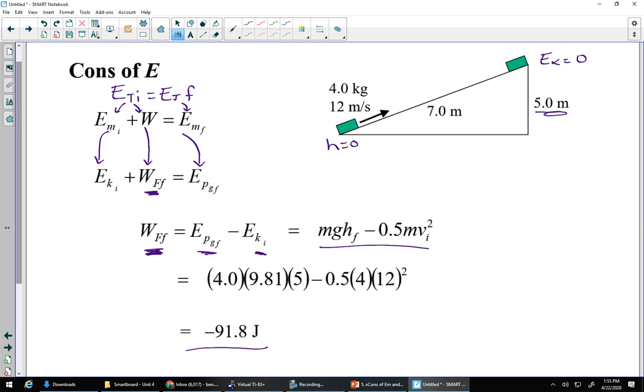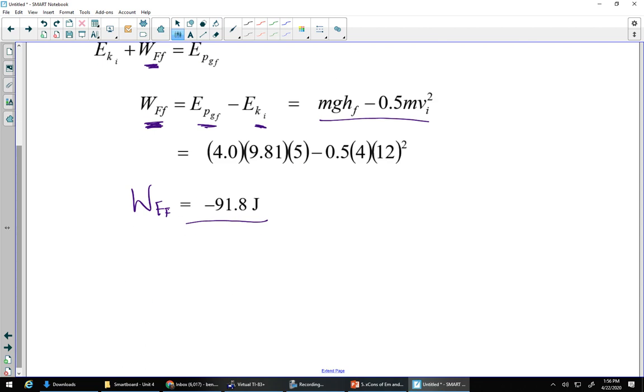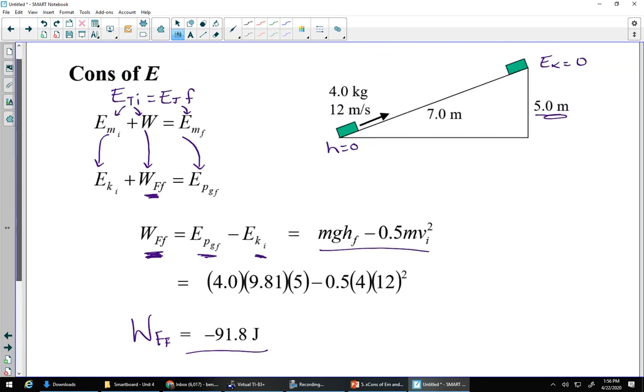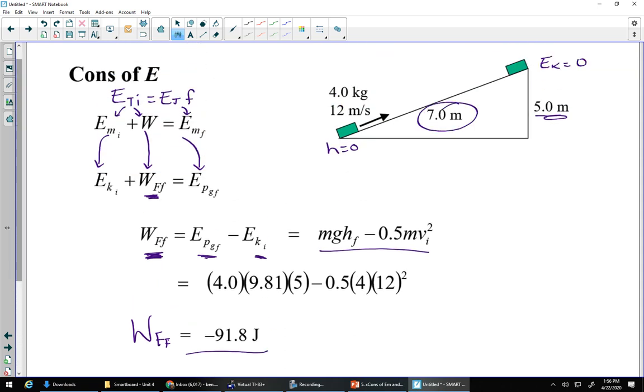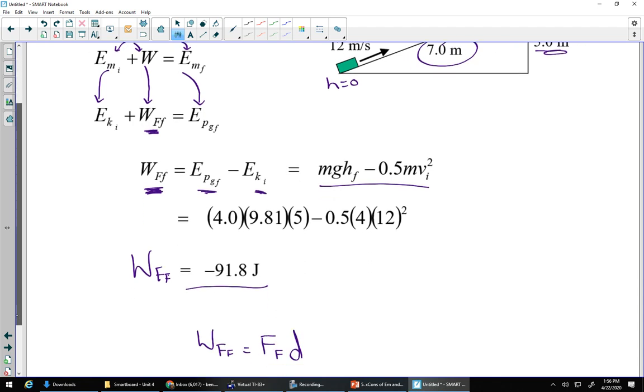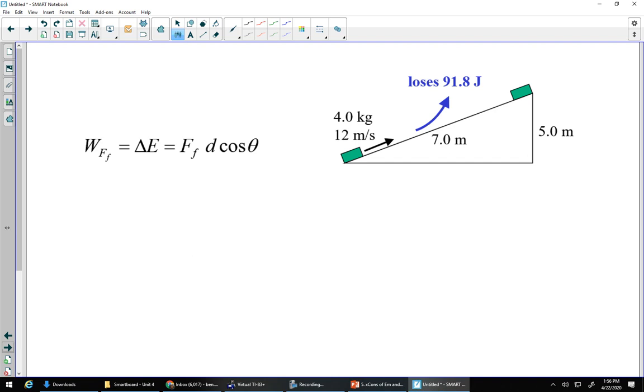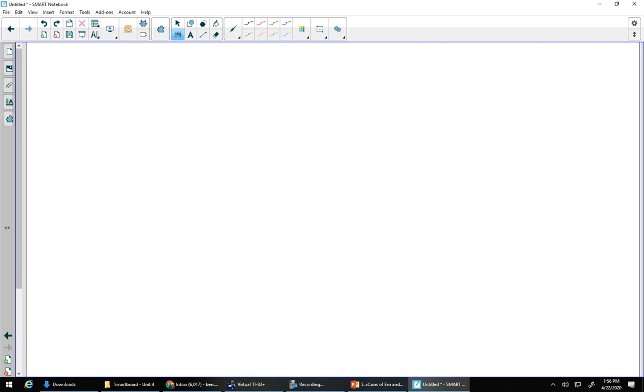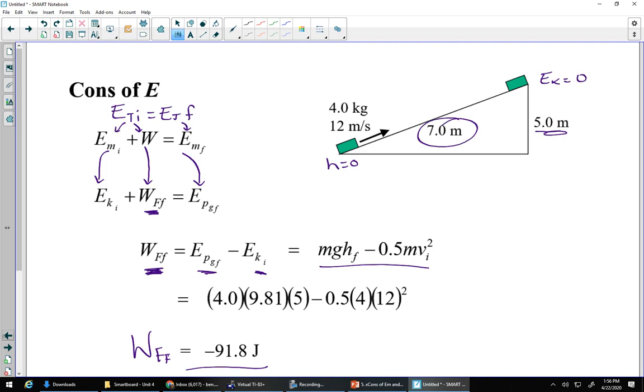But is work done by the friction force the same thing as the friction force? No. How can we get work done into friction force? Well, we say work done by the friction force is equal to the friction force times the distance. Now, what distance did it actually move? 7 meters, right? It slid 7 meters along the surface. So now that I know the work, I know the distance, I can rearrange and solve for that force. Cool. That's that one.